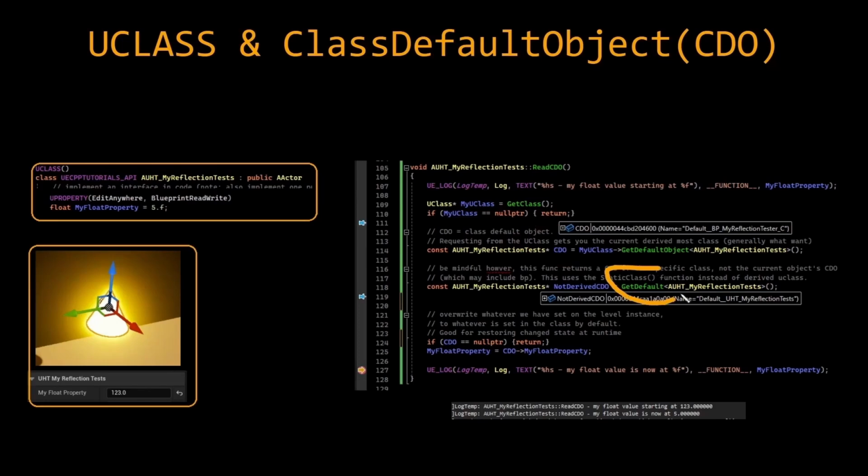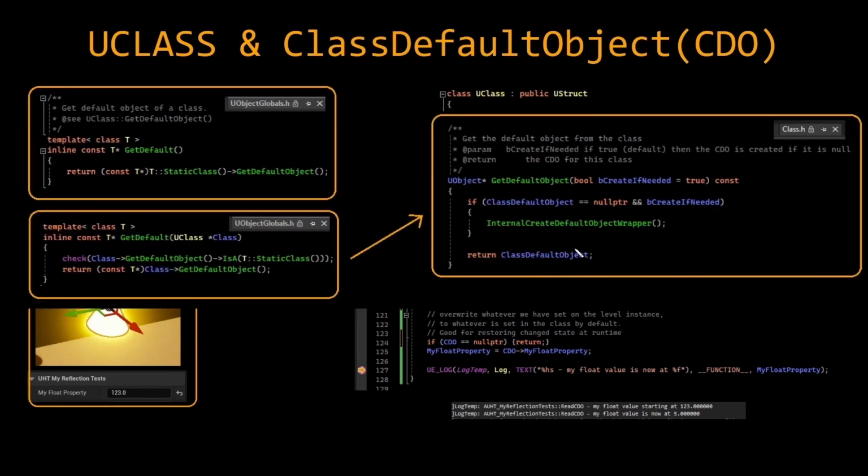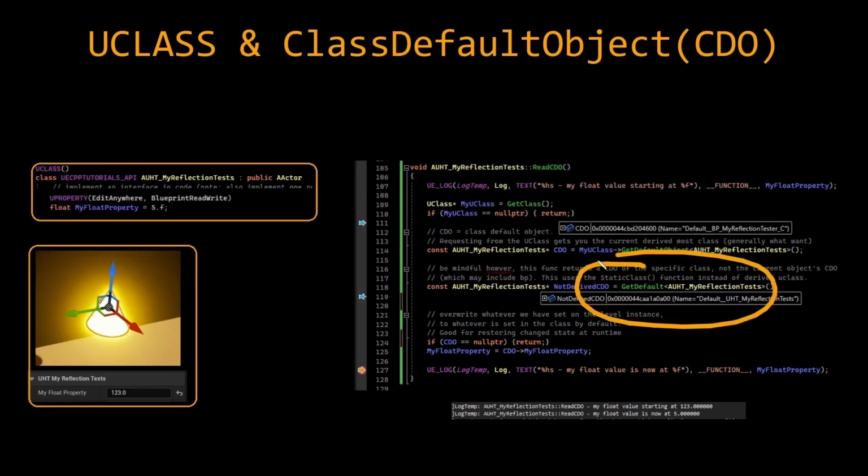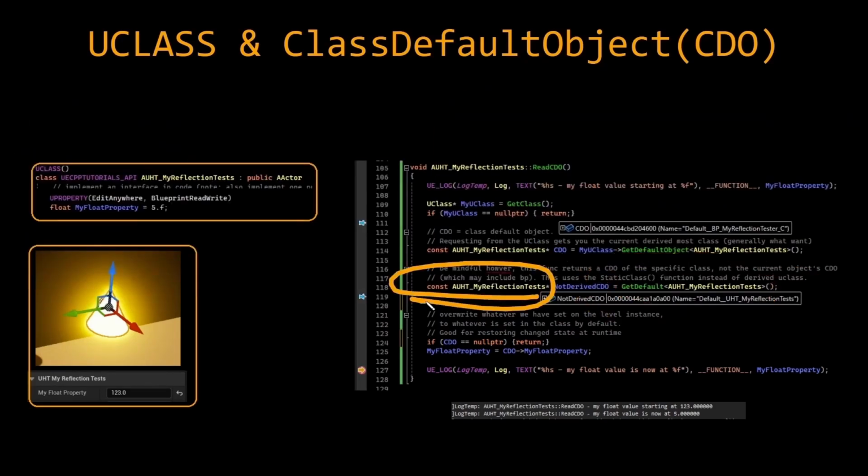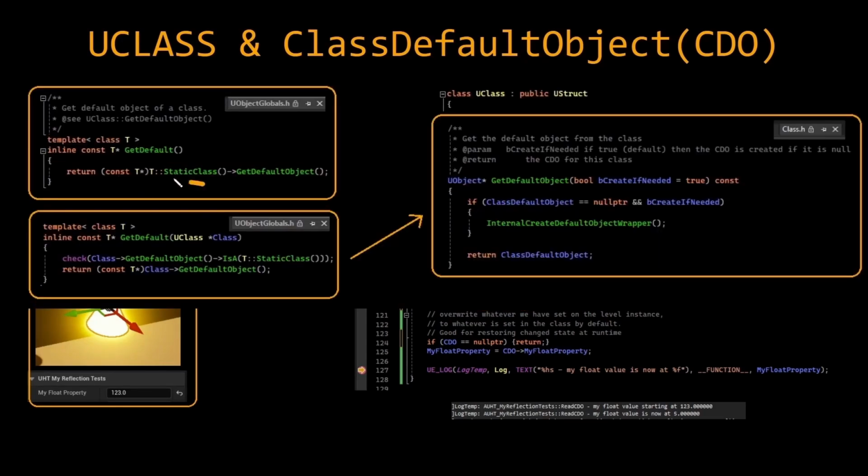And there is another GetDefault, which is this here, and this is more typed to this specific class. It won't give you the blueprint ClassDefaultObject. You can see the names here. This is the blueprint reflection tester, and this one is the default UHT my reflection tests. And if you look at these functions, you can see why there's two GetDefaults. One of them provides a class, and the other gives you the default that is this type and not the derived type. That one uses the static class, and that's why it's not the current class. This other one that takes a UClass just calls the class GetDefaultObject. And so that's why there's a difference. Be aware of that when trying to get a CDO, make sure you call the right function for what you need.